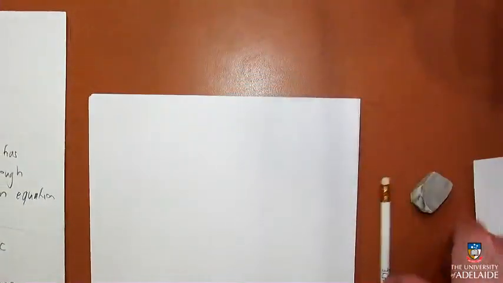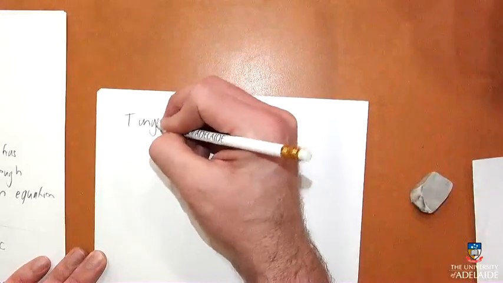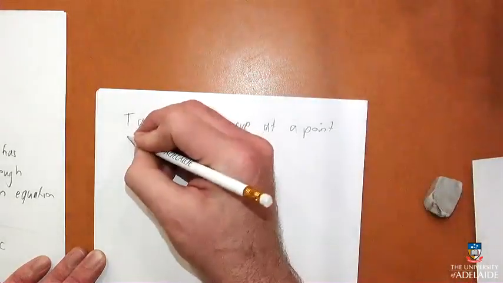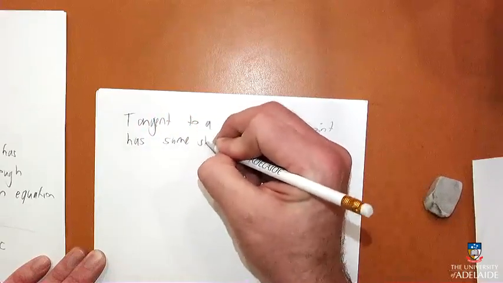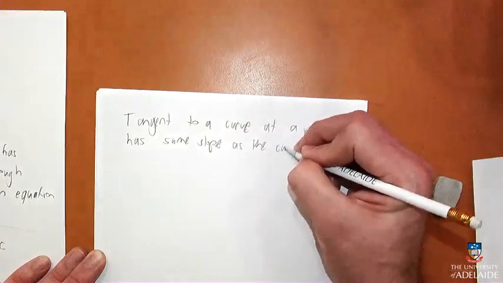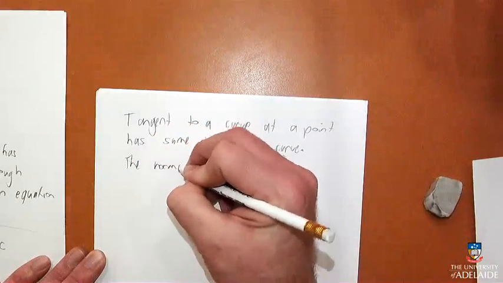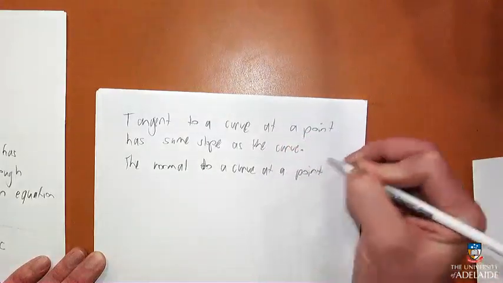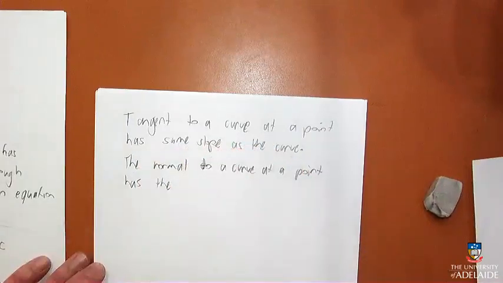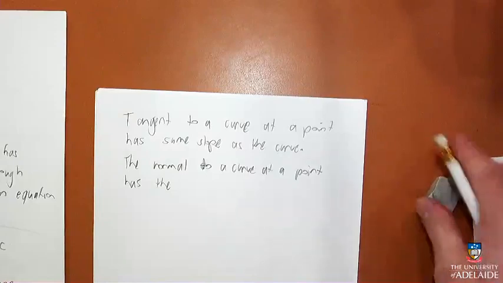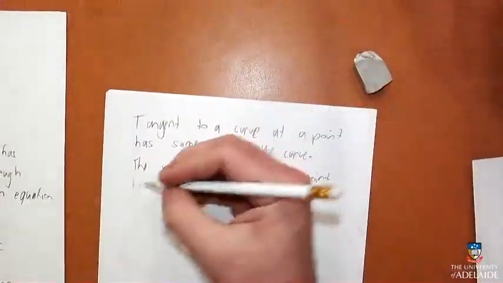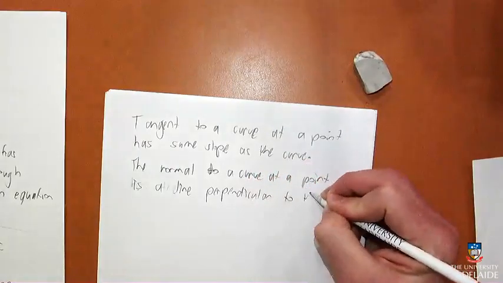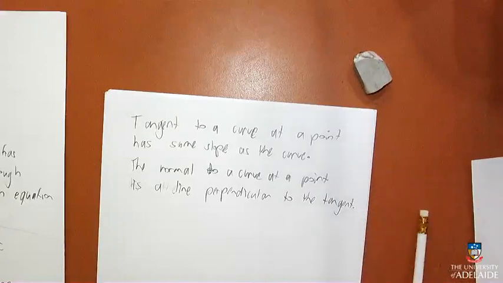So I'm just going to define something. So we know that the tangent at a point has the same slope as the curve. The normal to a curve at a point is a line perpendicular to the tangent.